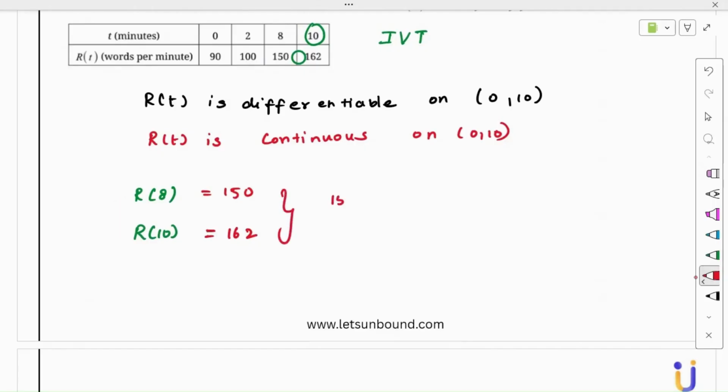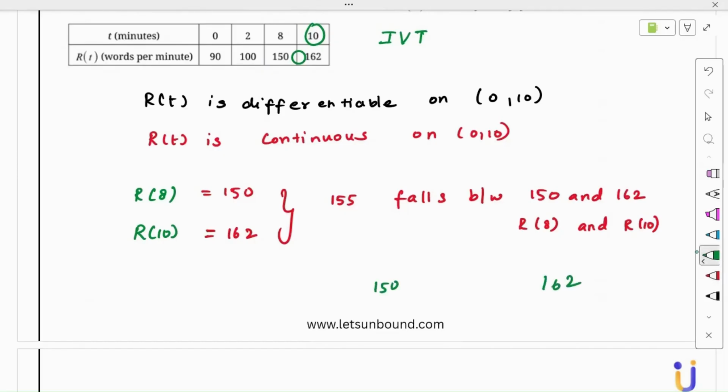So 155 falls between 150 and 162, which is R of 8 and R of 10. It's a continuous function, right? From 150 to 162 the graph is extending. Of course, it will cross 155 somewhere. Continuous means there's no break, so of course it should give the output 155.